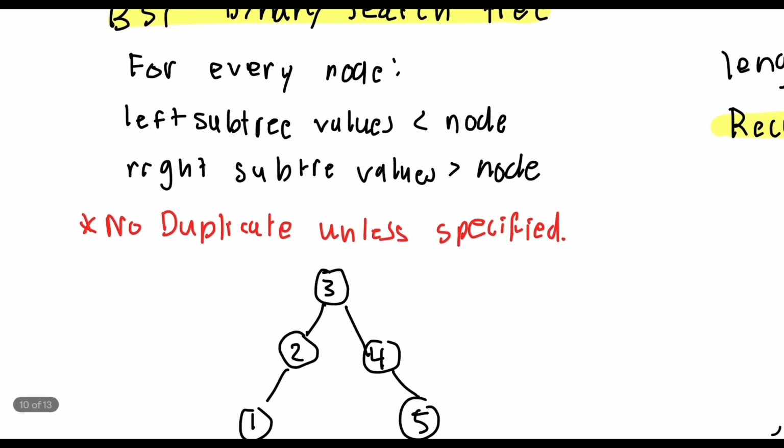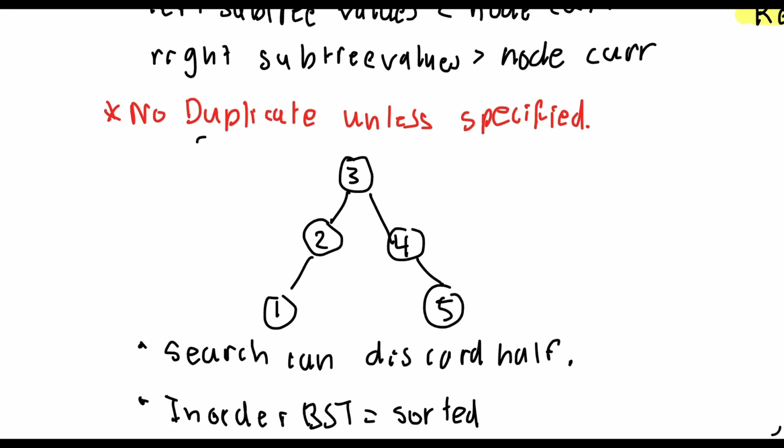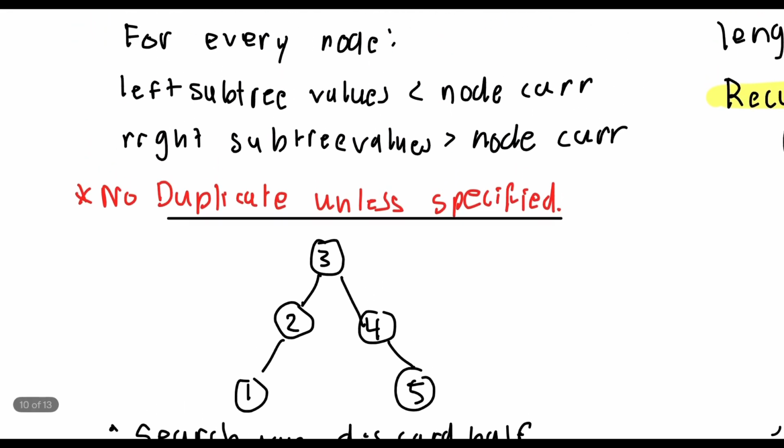Now for a BST, binary search tree, for every node, the left subtree values are going to be less than the node that you're currently at. And the right subtree values are going to be greater than the node that you're currently at. And there are no duplicates unless specified, because that means it could not be on the left or the right.